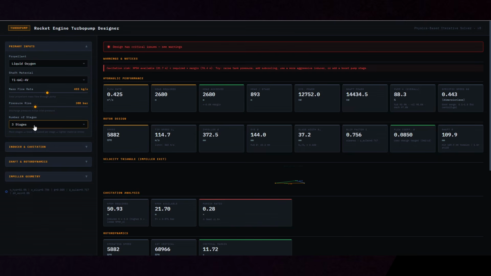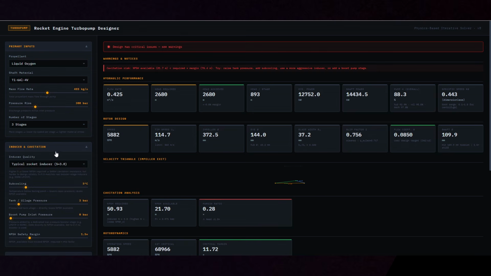So this whole idea that increasing the number of stages, it even has a little note here: more stages, lower tip speed per stage, lighter material stress, helpful. So it has little tool tips here. And then we have the inducer and cavitation. This is typical, and then there's an aggressive one, like it said that we could use a more aggressive inducer. And then we could have subcooling. Subcooling increases this NPSH. And we can see the margin here.